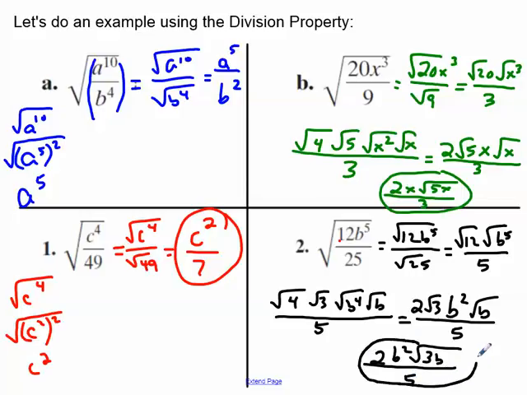2 and 5 outside the house don't cancel. There's no common factor, so we're done. And we've simplified. There's no fractions inside the radical. B to the 1st power is smaller than the index of 2, and we're done.